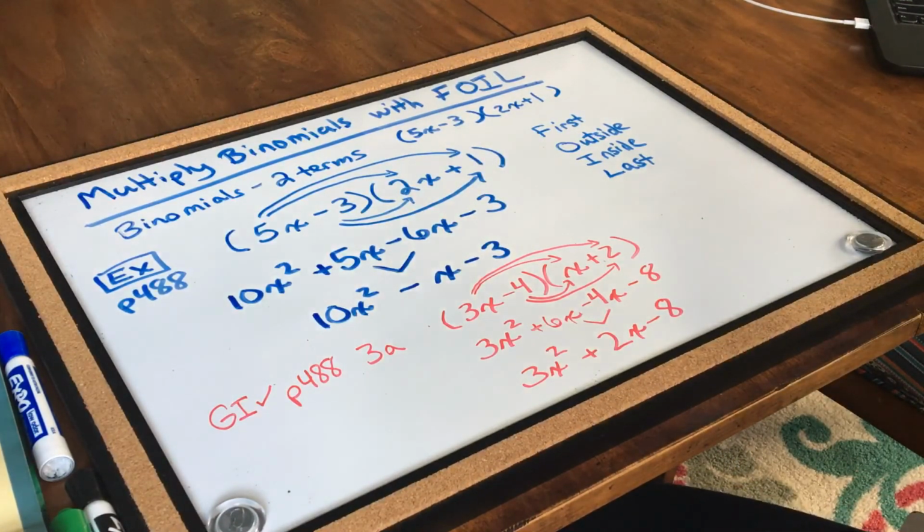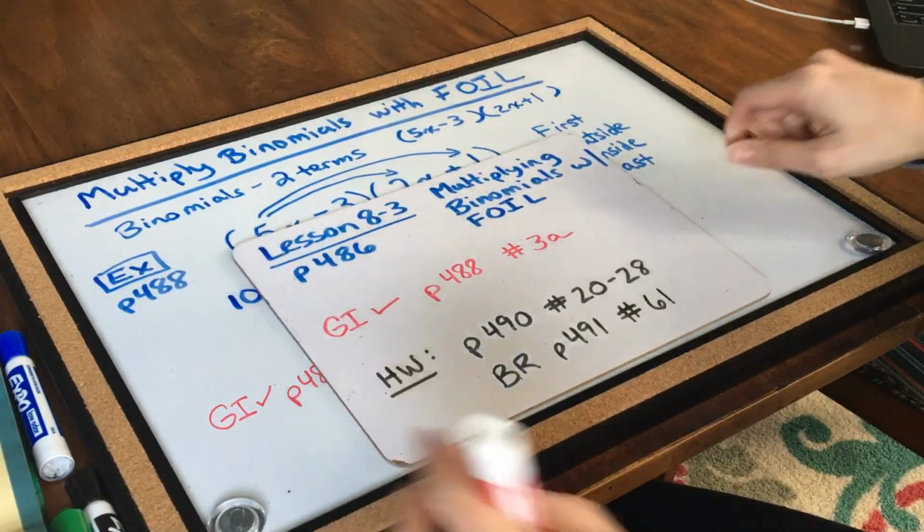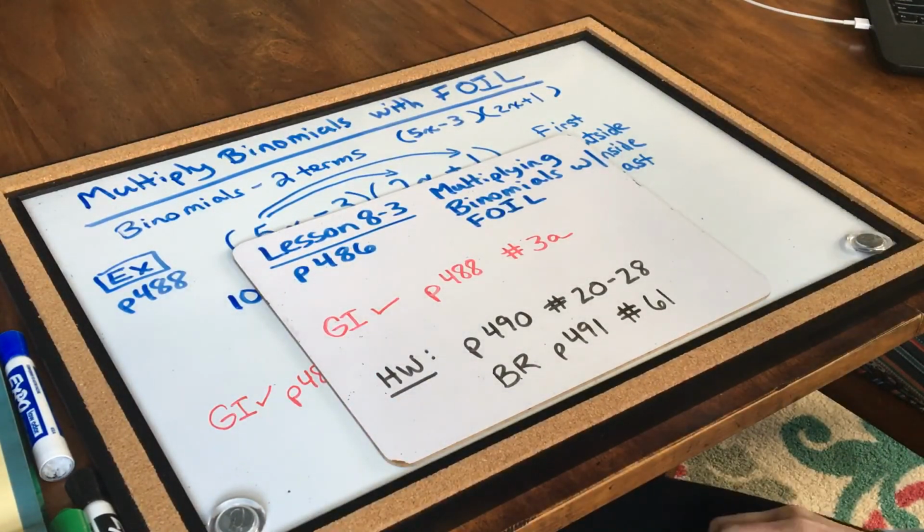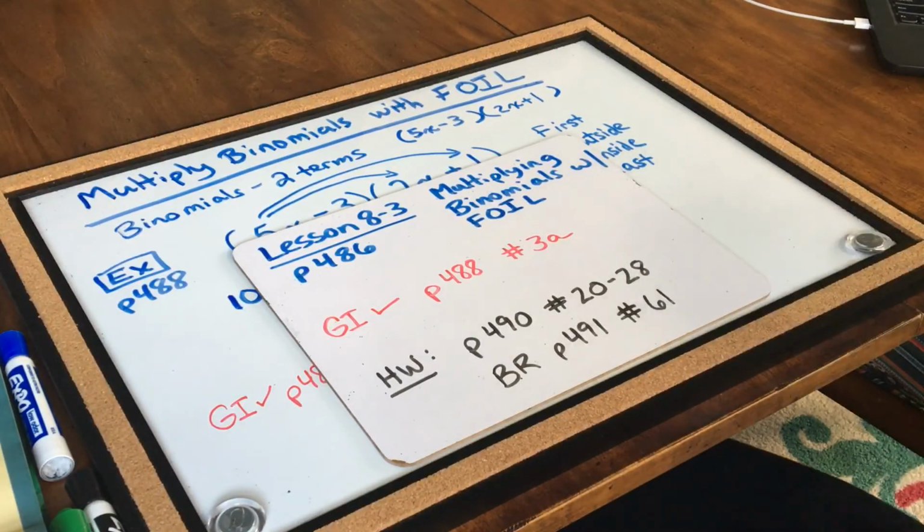Okay, that's it. So it's time to try homework. So our homework is on page 490, numbers 20 to 28, and don't forget your bell ringer.